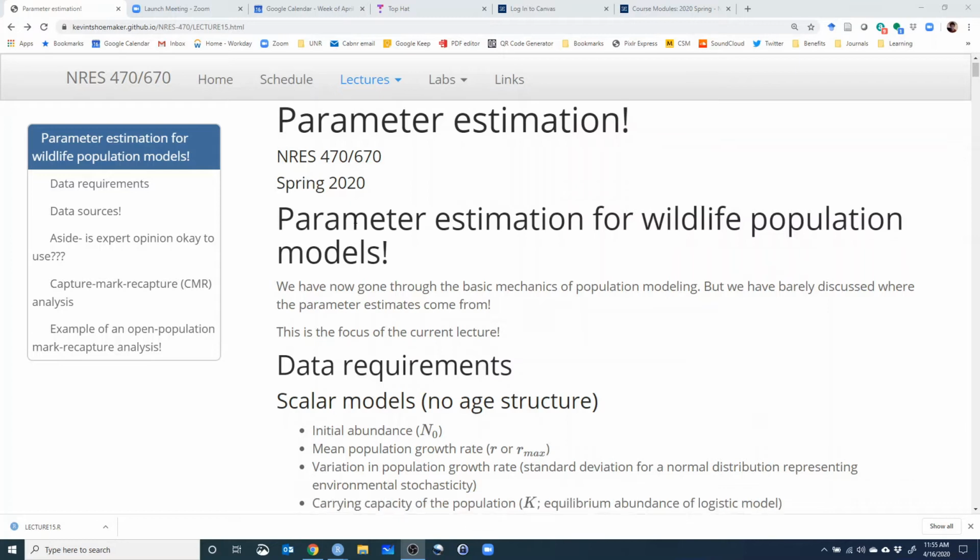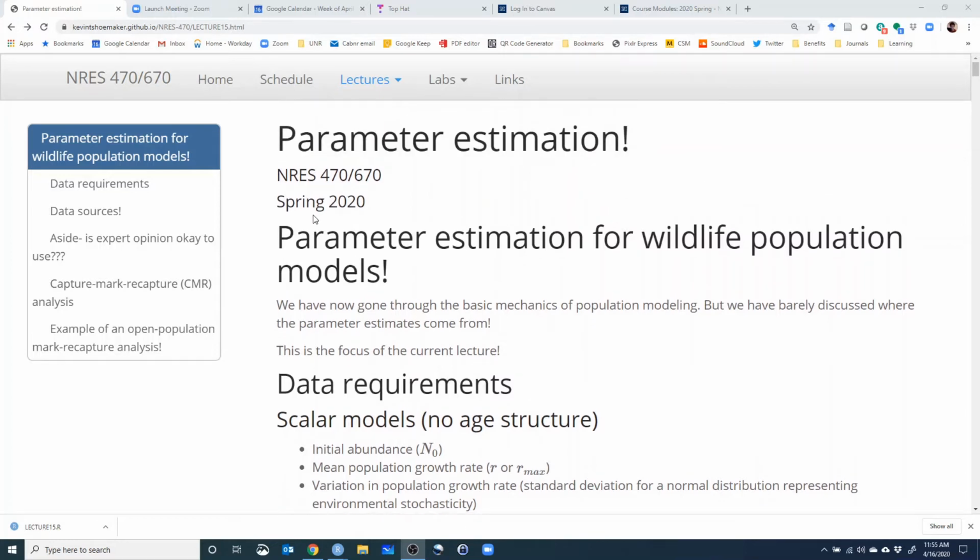All right, so today we're going to talk about parameter estimation. We've talked a lot about population models and we've talked a lot about parameters. We've talked a lot about R max and per capita birth rate and per capita death rate. But we have really not spent very much time talking about where these parameters come from. All right, so that's what we're going to talk about today.